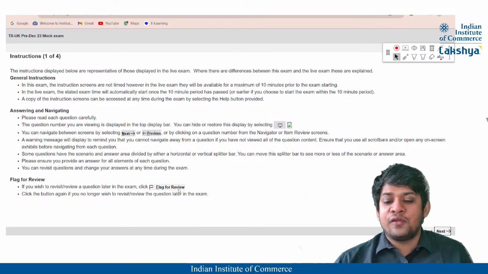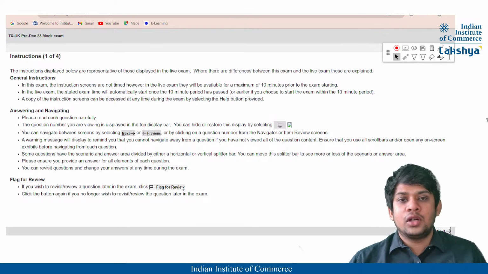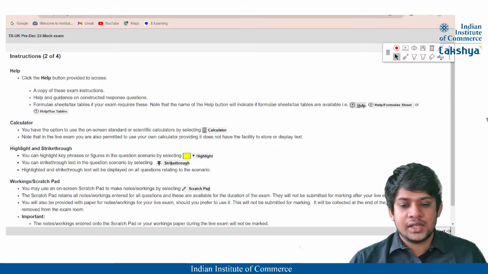Then there is flag for review also. If you want to flag any question for review, maybe a question is doubtful to you, you can just flag it. It's like highlighting that question, so that if you want to get back to it, you can directly get back to which question it was. Okay, moving on to the next.